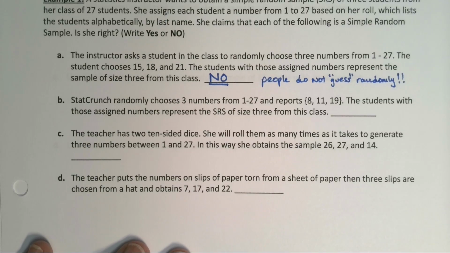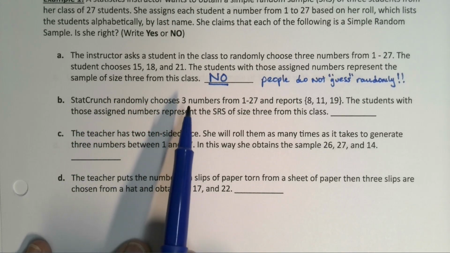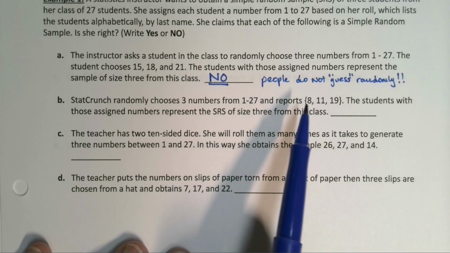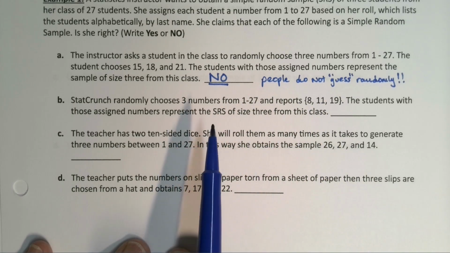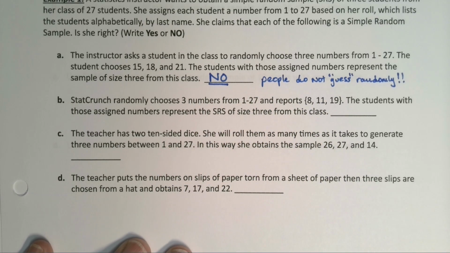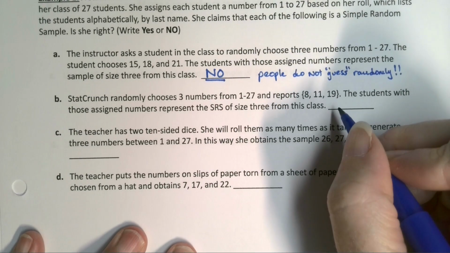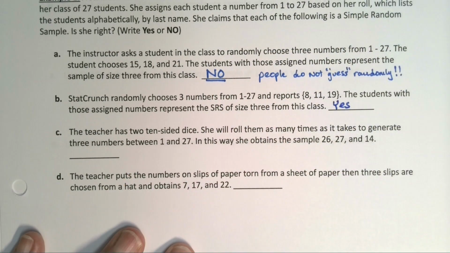A lot of people have gotten smart and choose the random number choice option from the computer, which is a better play. All right, StatCrunch randomly chooses 3 numbers from 1 to 27 and reports these numbers. The students with those numbers represent an SRS of size 3 from this class. Yes, right, that is definitely a simple random sample. That's as close as we are going to get.